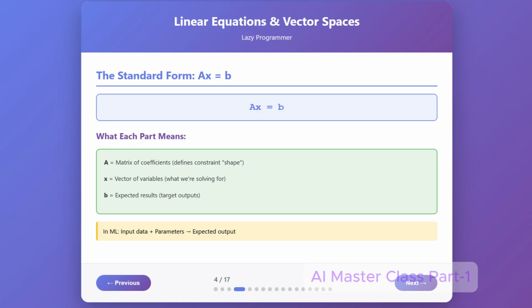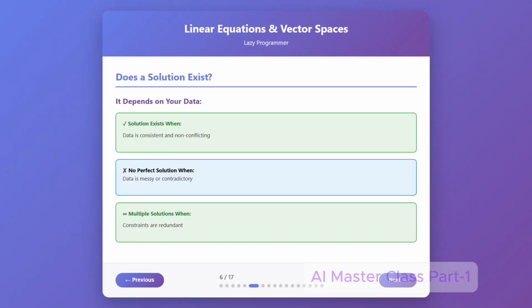So when we say solving Ax = b, we are simply asking, is there a way to choose the values so that everything makes sense together? Sometimes a solution exists, sometimes it doesn't. If your data is consistent and not conflicting, then a solution exists. On the other hand, if the data is messy or contradictory, then there might be no perfect solution. And sometimes there are many possible solutions, not just one.